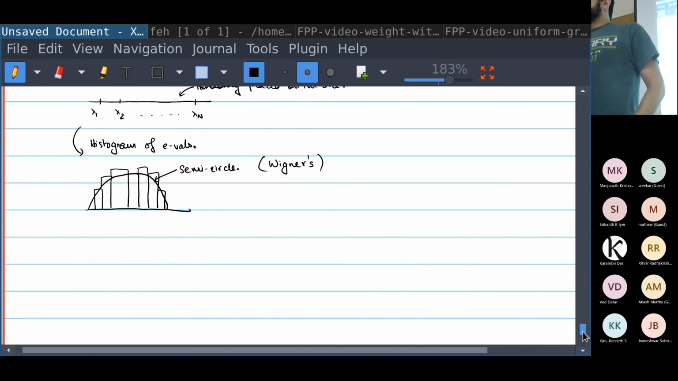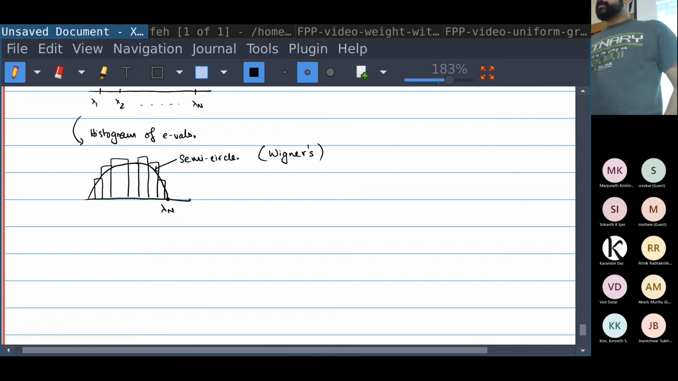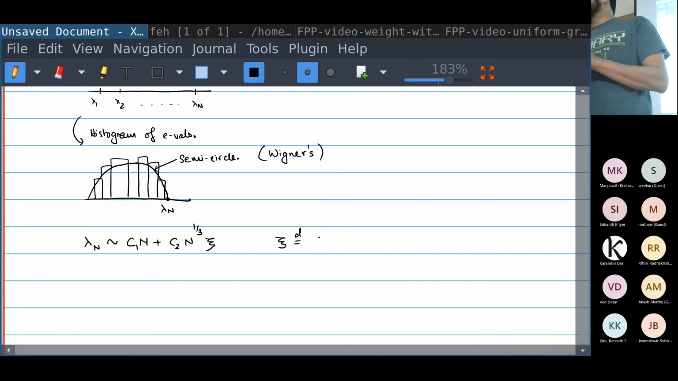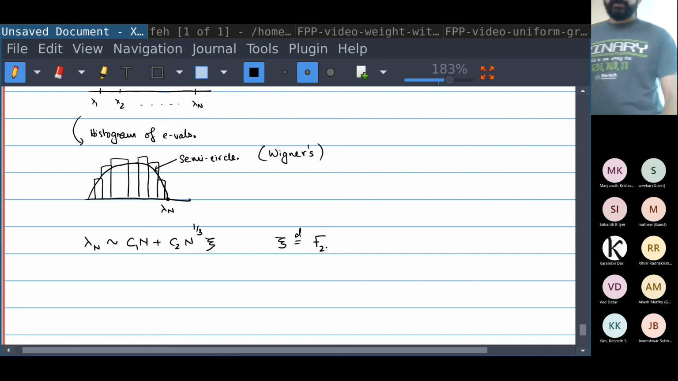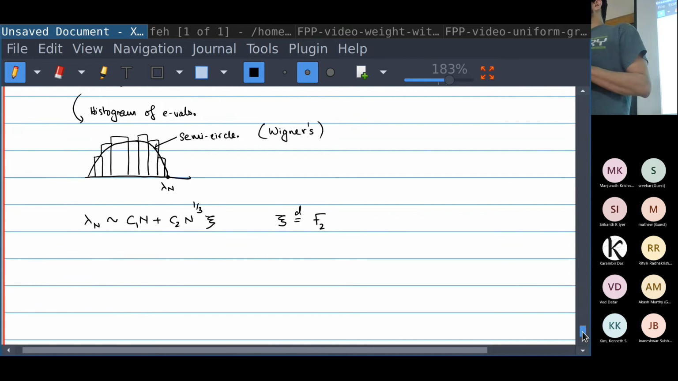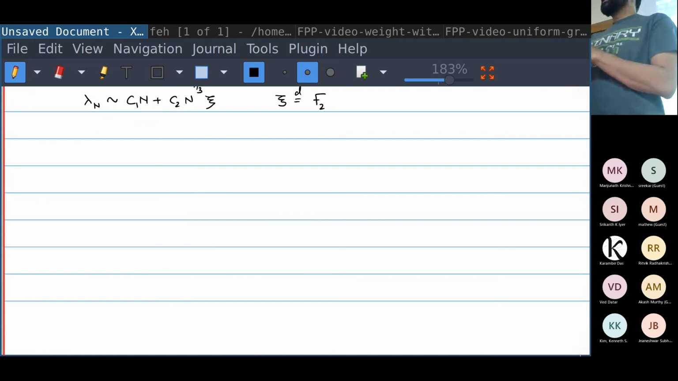Now it turns out that if I focus on lambda n and look at its behavior, then if I scale the entries of this matrix appropriately, I'm lying quite a bit, lambda n will grow as Cn plus C2 into the 1/3 times a variable, and surprise, surprise, that variable has this F2 Tracy-Widom distribution. I think most people have heard that story. And some people have heard this next part of this universality story, and that's to do with the zeta function.